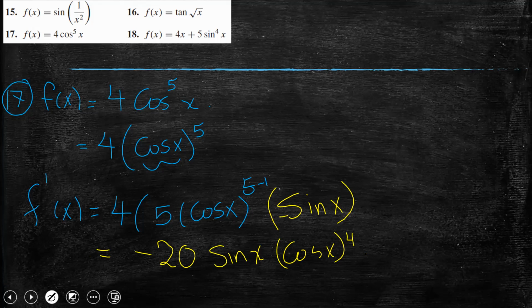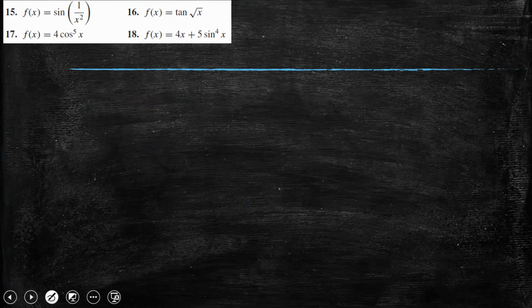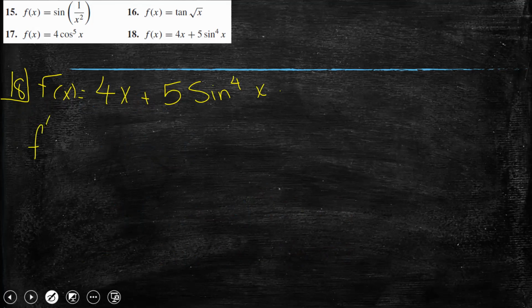Is it clear? Yes, teacher. Okay. Let's do number 18. In number 18 here, f of x equals 4x plus 5 sine raised to the power 4 of x. So f prime of x: what is the derivative of the first function, 4x? It is 4. Plus this one here, which I can write as 5 sine x, and this sine x raised to the power 4.